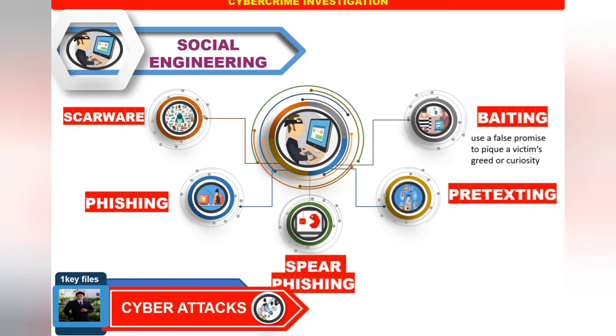Baiting is the use of a false promise to pique a victim's greed or curiosity. There are many ways to deceive people, especially because of common weaknesses. These weaknesses give cyber criminals the chance to perpetrate their plan through social engineering. One of their strategies is to place a flash drive where people could see it, like in a public comfort room or waiting areas, places where numerous people visit.